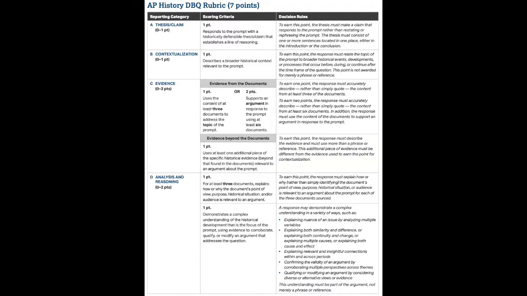So the strategy is as follows. Looking at the DBQ rubric, this strategy involves targeting what I believe are the 4 easiest points to achieve on the DBQ essay. That is to write a thesis statement, that is part A, write a contextualizing statement, that is part B, as well as take 2 out of the 3 evidence points. Point number 1 for describing the documents, and point number 3 for evidence beyond the documents. The other 3 points will be ignored.